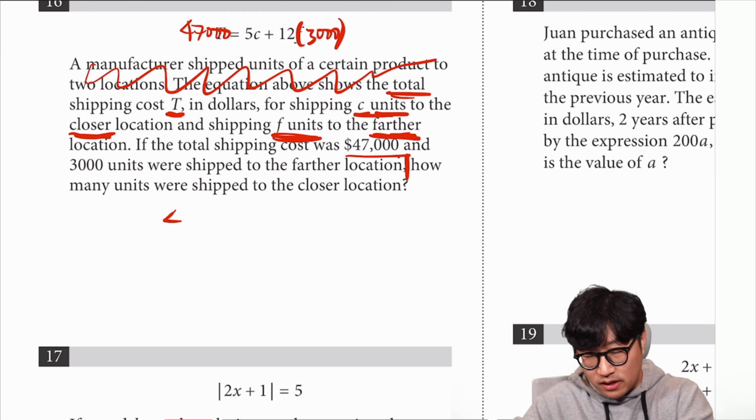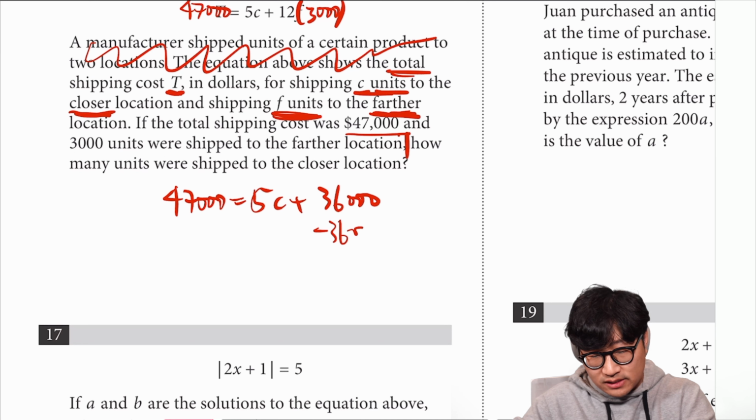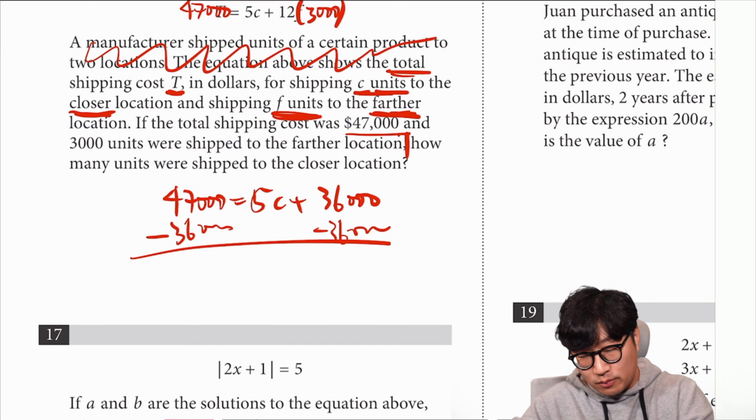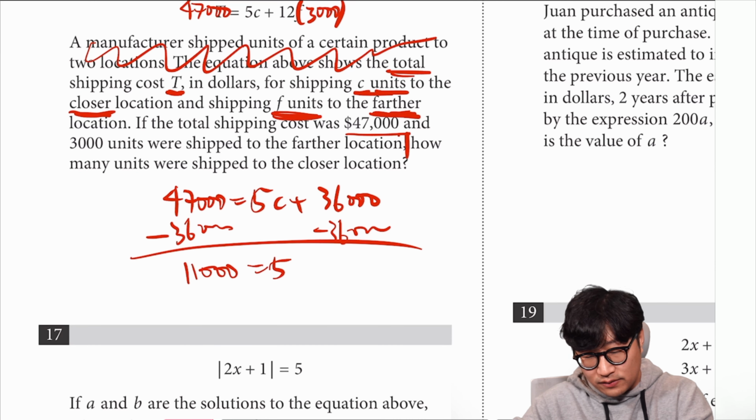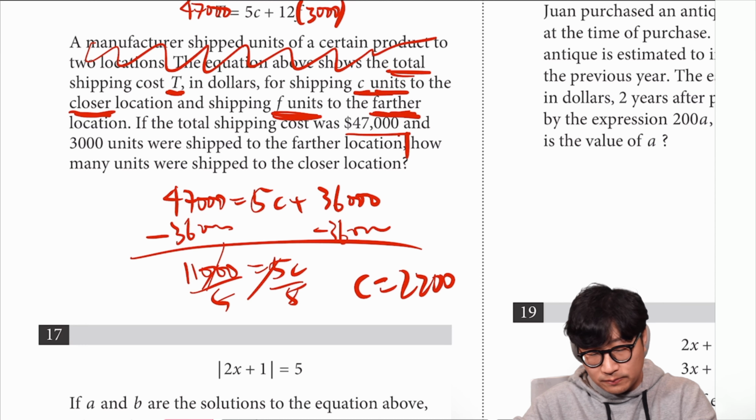Okay, so that'll be 47,000 is equal to 5C plus 36,000. Subtract 36,000 on both sides, and that'll be 11,000, and that's equal to 5C. So go ahead and divide by 5 on both sides, and there you have it. C is equal to 2,200.